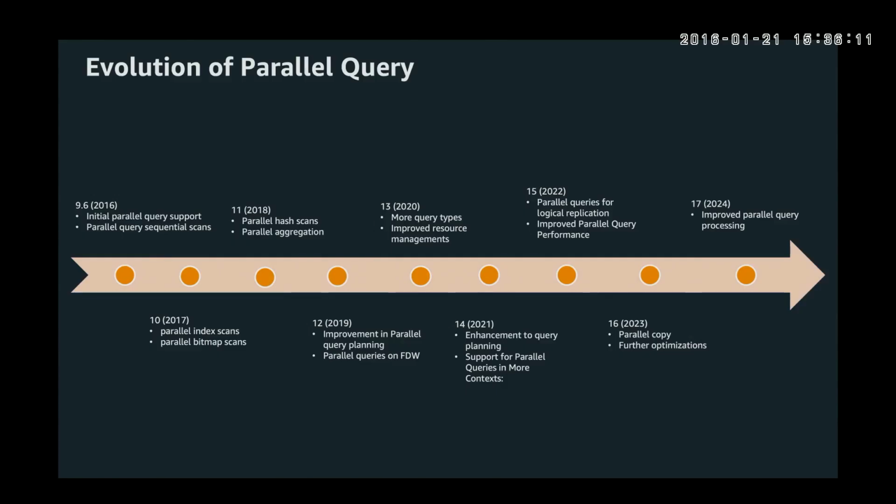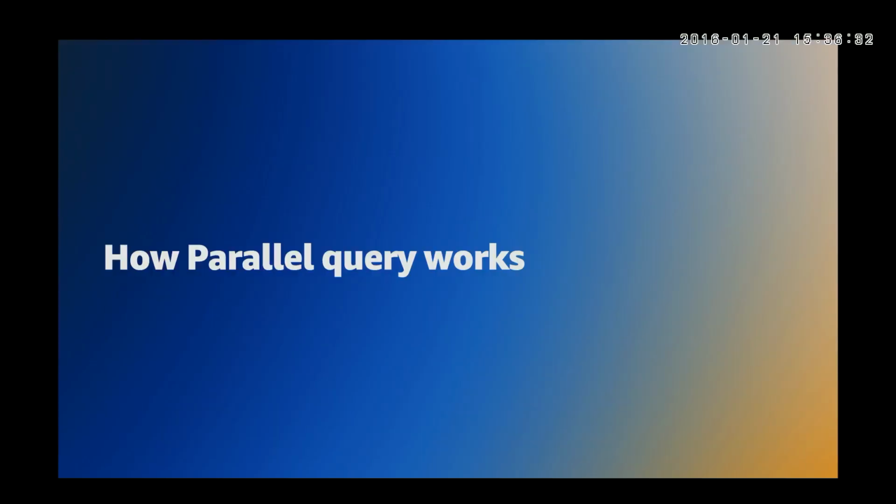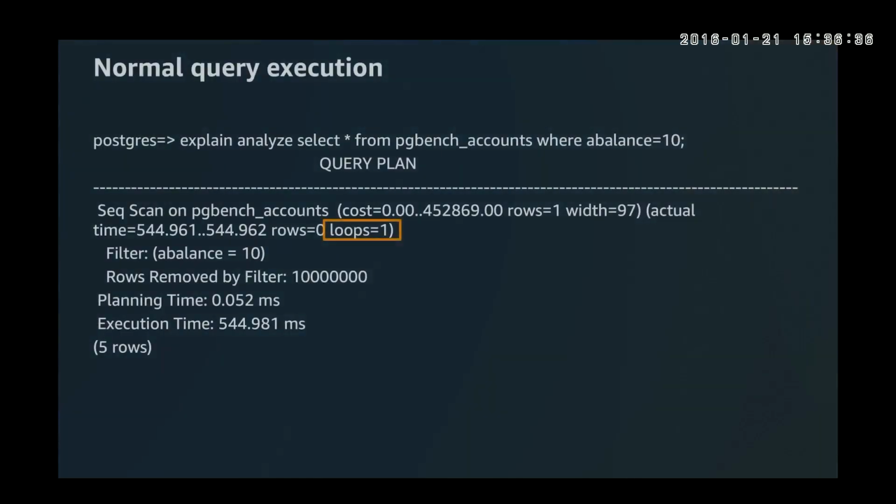Over the years, since 9.6 of Postgres version, a lot of capabilities have been added. We have constantly added support for parallel hash scans, things like parallel aggregation. More query types have been improved to use parallel query. A lot of performance improvements along the way, and it keeps on improving in different aspects of how parallelism works within PostgreSQL. Let's quickly talk about how parallel query works.